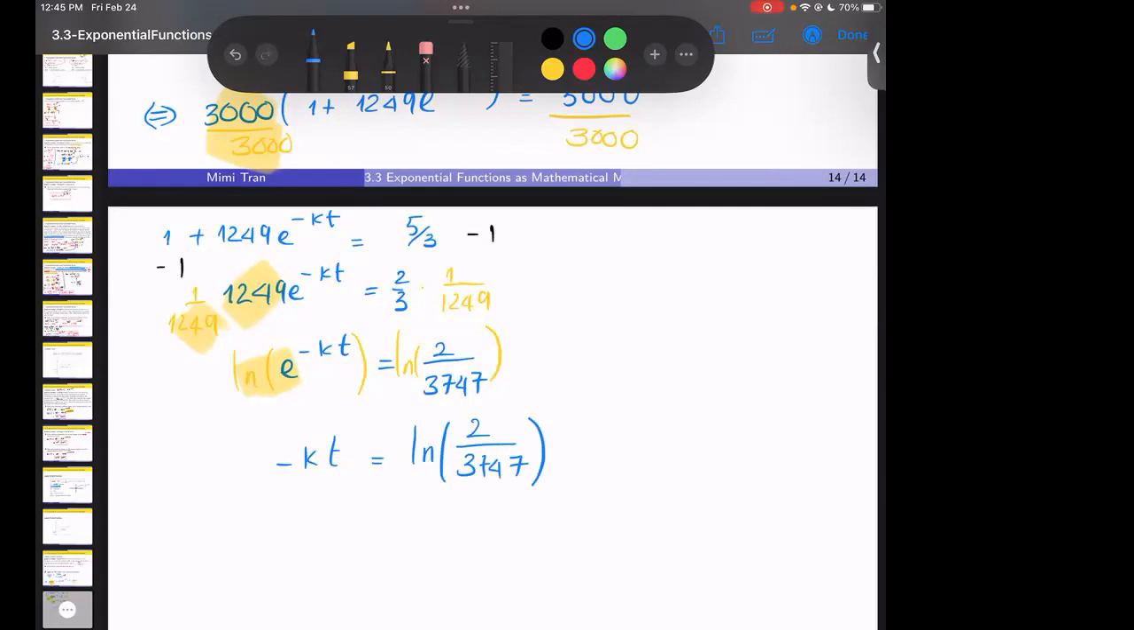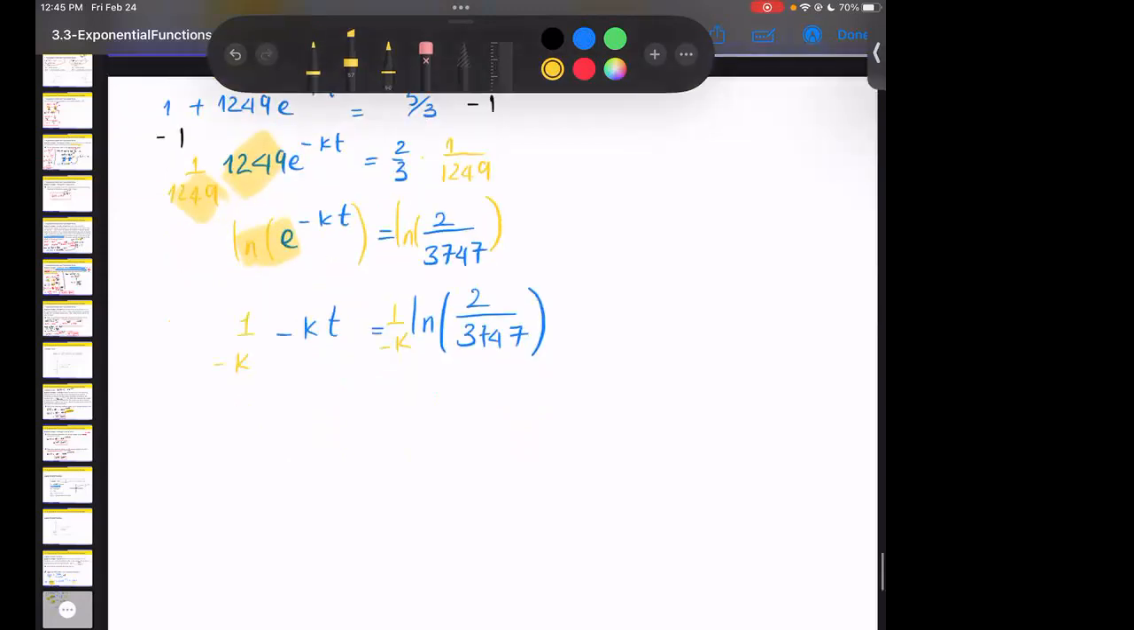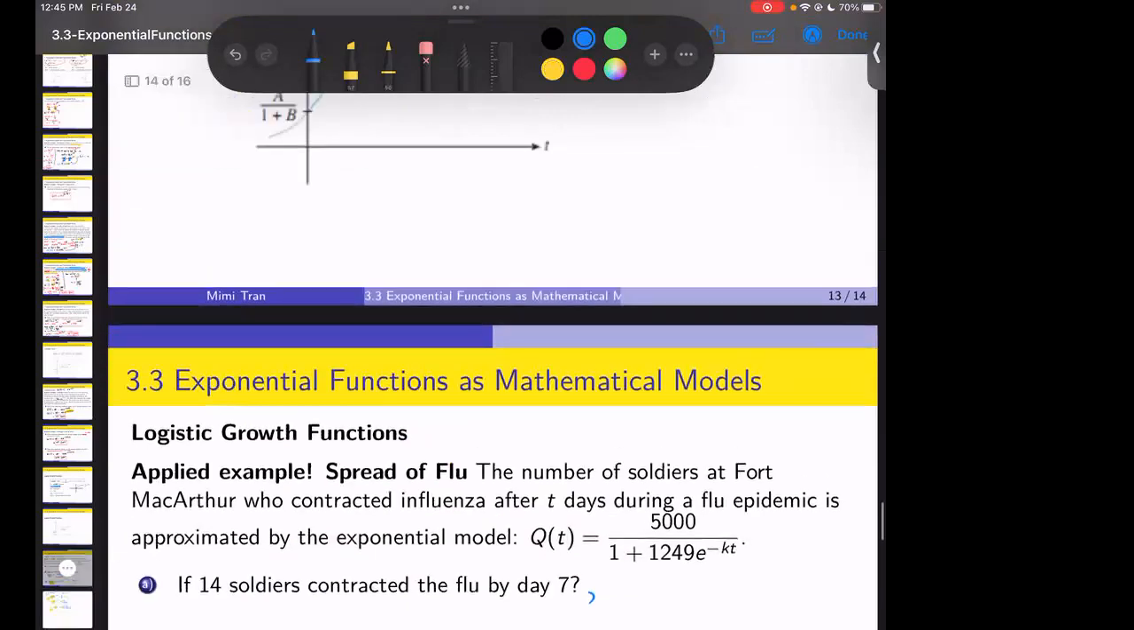Remember we solve for t. Multiply both sides by 1 over negative k. Maybe I'll put the negative down here, like that. On the left-hand side, that and that cancel. On the right-hand side, you plug in that k you found earlier, which is something quite awful as well.